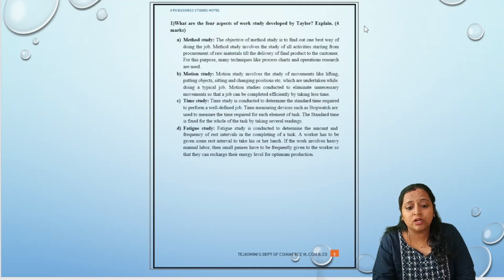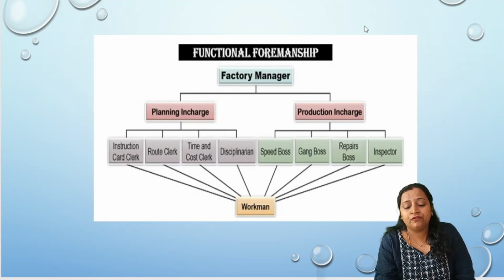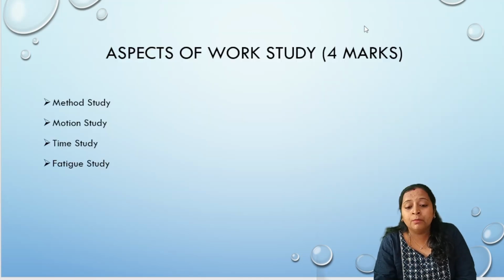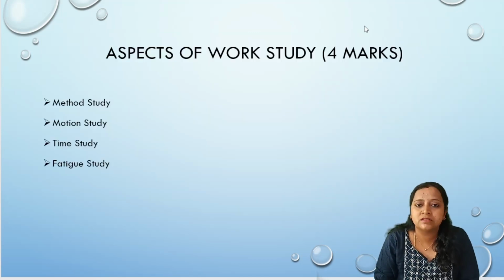See, previously whatever we have discussed, the functional foremanship, in this you are majorly going to get 1 mark and 2 mark questions. They may ask you to name any in charge under planning or any in charge under production, or they may give you what work they are going to do and you identify it, or how many specialists are there. See, all these types of questions they will ask you for 1 or 2 marks in functional foremanship. But this question, aspects of work study, they will ask you for 4 marks.